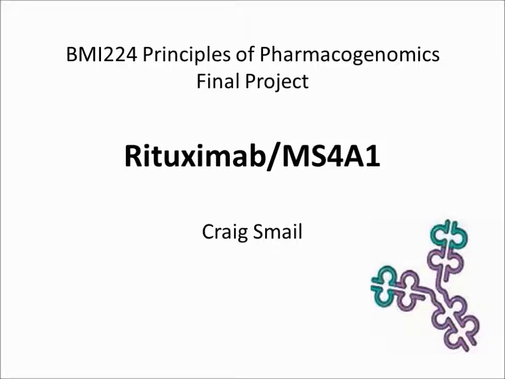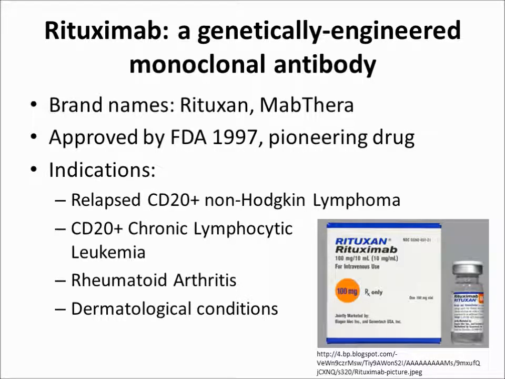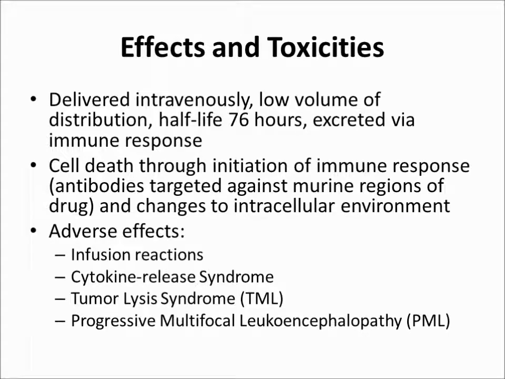Rituximab is a genetically engineered human murine monoclonal antibody. The drug targets a B-cell cell surface antigen known as CD20, a protein which is coded for by the gene MS4A1. Approved by the FDA in 1997, it was the first monoclonal antibody approved to treat malignancy. Rituximab is indicated for certain forms of non-Hodgkin's lymphoma, leukemia, rheumatoid arthritis, and dermatological conditions. Chemotherapy is usually co-administered with rituximab.